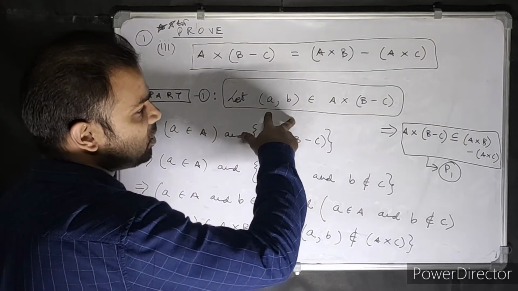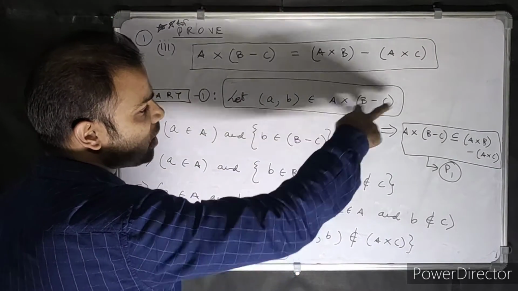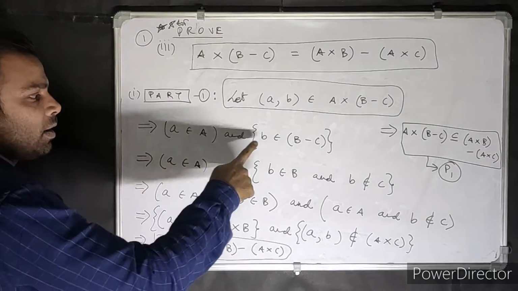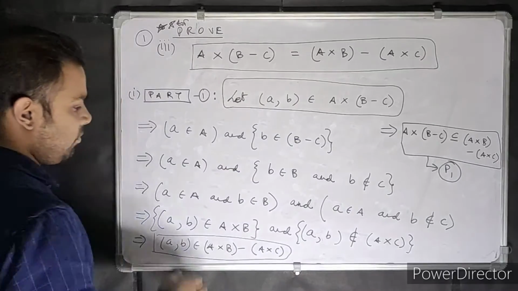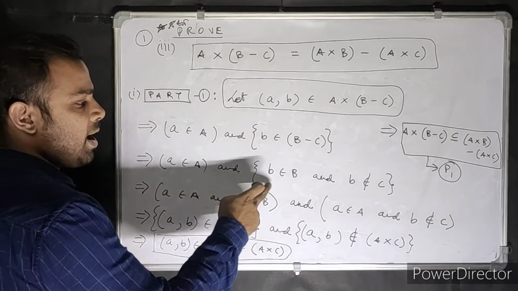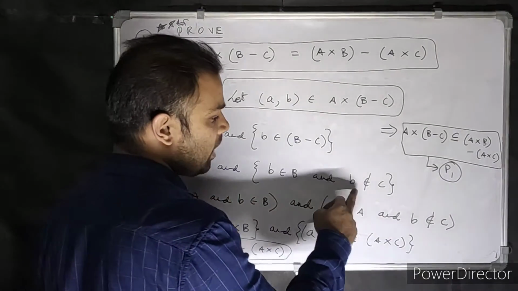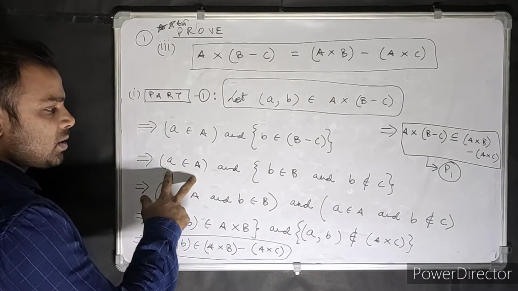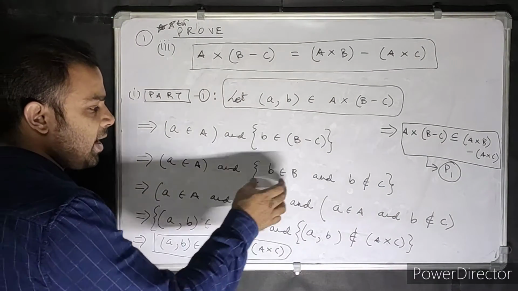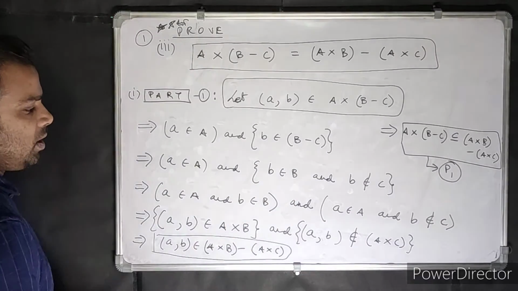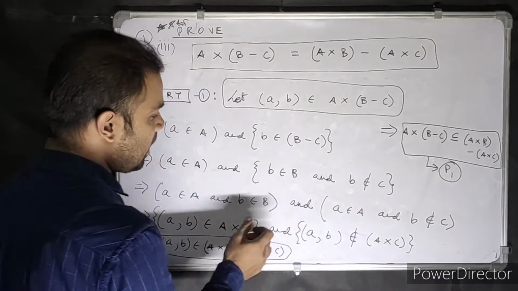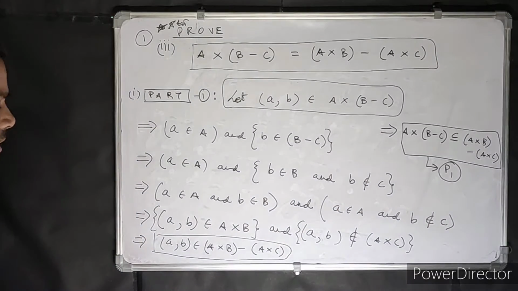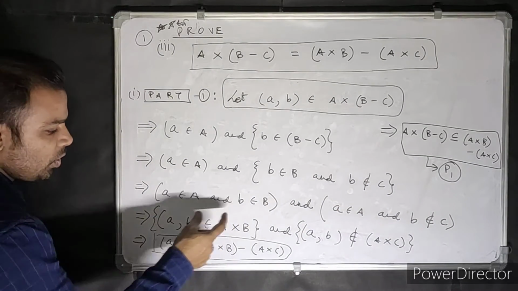A comma B, I have assumed that they belong to this relation. From here, A belongs to the set A, B belongs to the set B minus C. From here, A belongs to the set A and B belongs to the set B, and B does not belong to the set C. This is same for both. A belongs to the set A and B belongs to the set B. Now A belongs to the set A, this and is written here, and B does not belong to the set C. Simple.